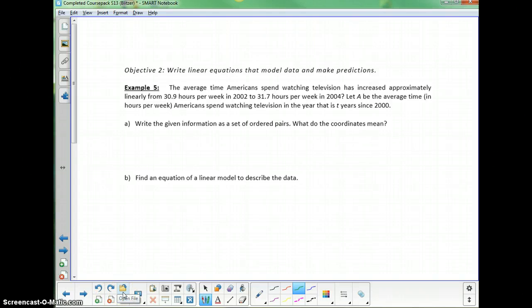In the next objective, we want to write linear equations that model data and make predictions. So let's look at example 5. The average time Americans spend watching television has increased approximately linearly from 30.9 hours per week in 2002 to 31.7 hours per week in 2004. Okay, so I'm going to write an equation. I want A to be the average time in hours per week that Americans spend watching television in a year that is T years since 2000.